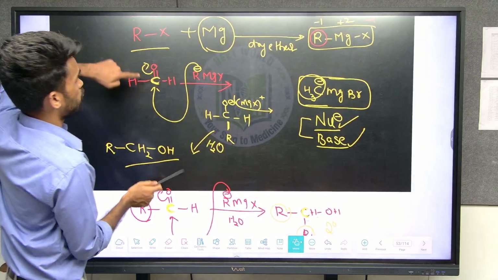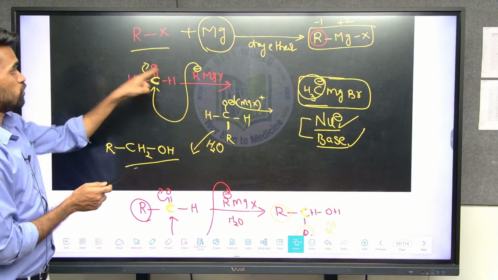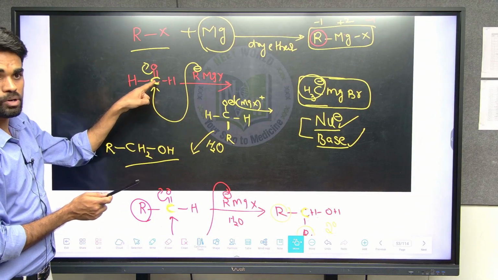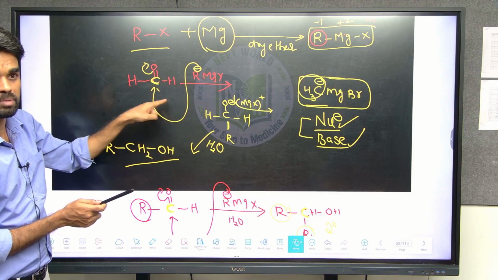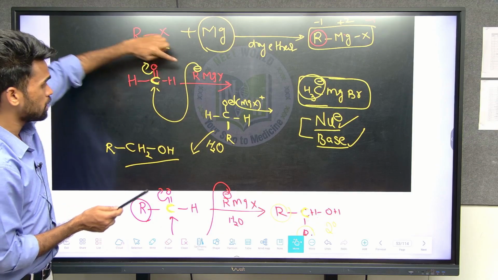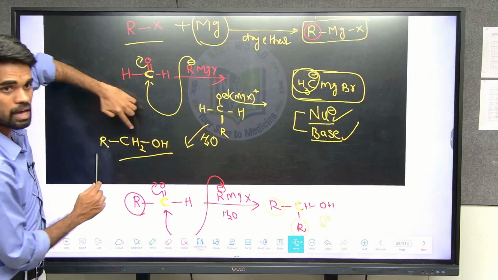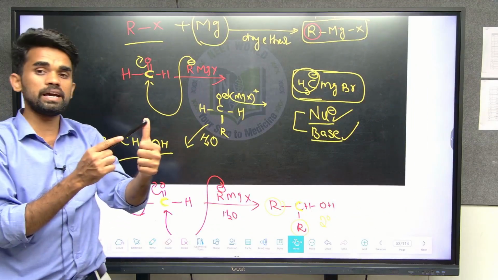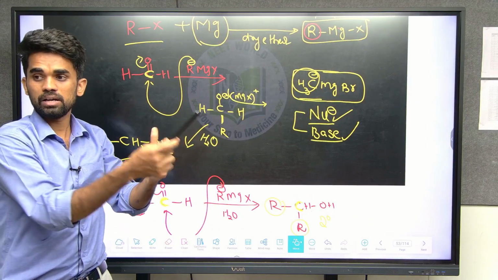If it is formaldehyde, do we have any carbons other than our carbonyl group? No. We are adding only one new carbon from the Grignard reagent. So this carbon becomes a primary alcohol. Once again, formaldehyde gives you a primary alcohol.